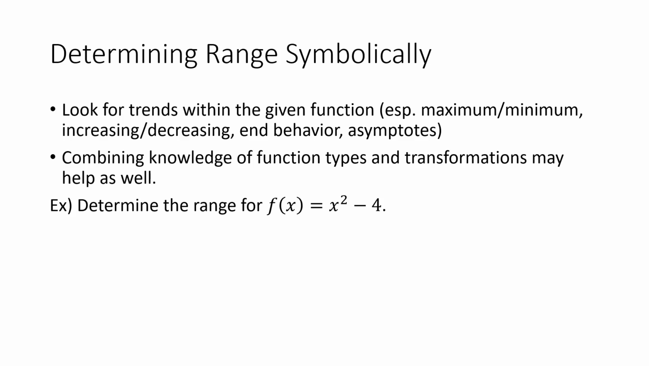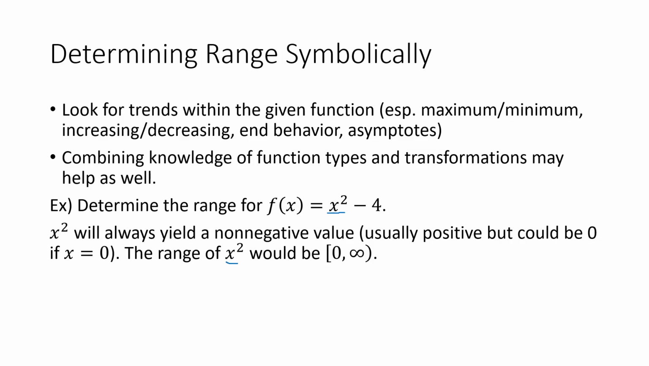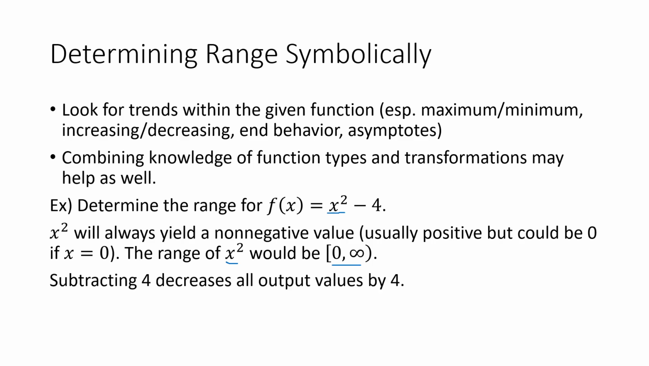So imagine this one, x squared minus 4. X squared is always going to give something that's not negative, right? When we square a number, that number is going to be 0 or larger as a result. So if we were just looking at the function x squared, the range would be 0 to infinity, including 0. But that minus 4 is a shift downward by 4 units. That's subtracting 4 from all the outputs. That's decreasing all the outputs by 4. So actually, the lowest that we could get is negative 4 in this case. So the range would be negative 4 to infinity.